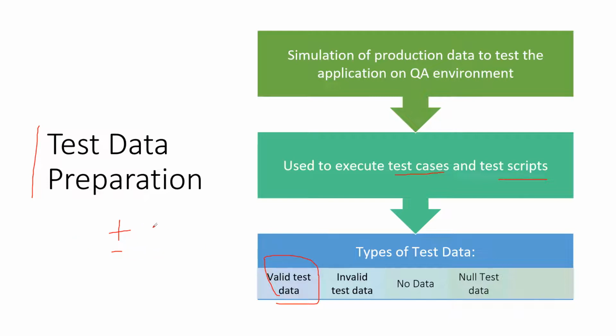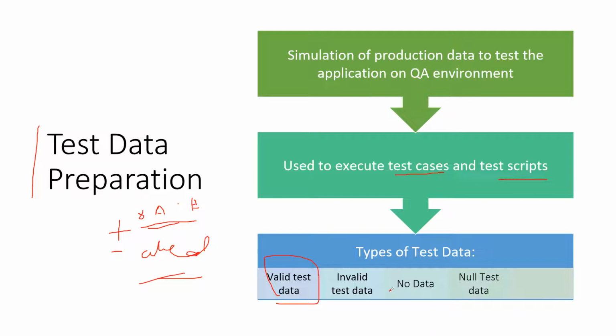If the requirement says the password field should accept only 8 characters with a combination of alphanumeric, and it should have a capital letter, and it should have a hash, I'll give the same thing, and that will be valid test data. But without giving this, if I just give A B C D all in small without any special characters or numbers, then this is going to be invalid test data to test the scenario.